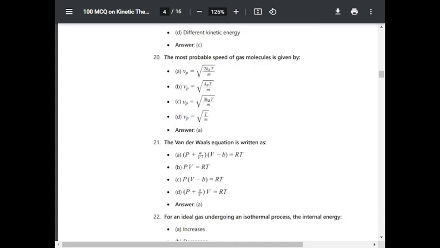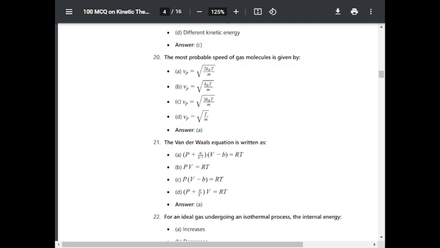Question number 20. The most probable speed of a gas molecule is given by: option A, Vp is equal to under root 2 kBT upon m; option B, Vp is equal to under root kBT upon m; option C, Vp is equal to under root 3 kBT upon m; option D, Vp is equal to under root T upon m. The correct answer is A, Vp is equal to under root 2 kBT upon m.